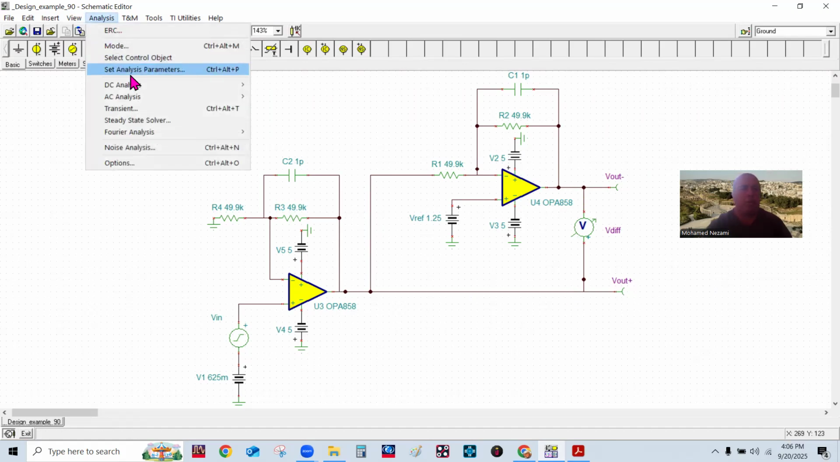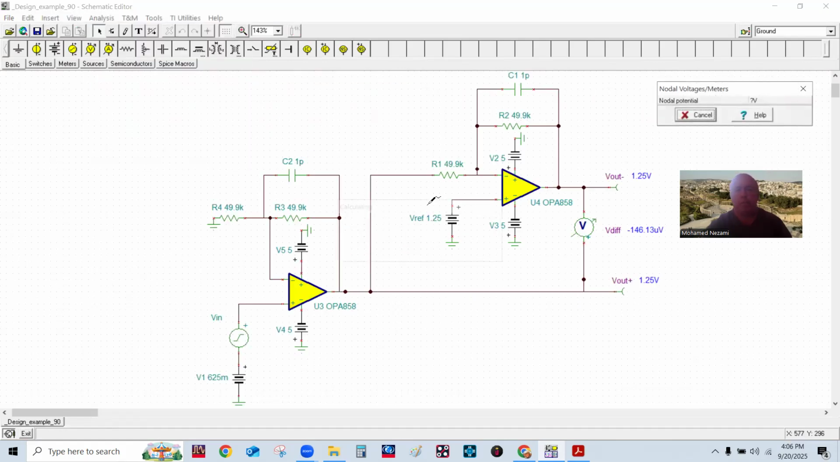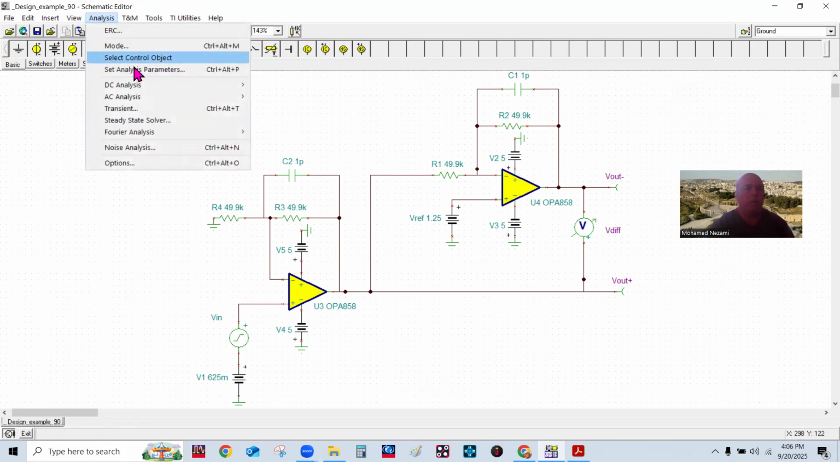So let's solve the DC levels first. Okay, so there we go. We got 1.25 volts in here, 1.25 volts in here. The difference is very tiny, it's microvolts. So you can see that it's got 60 dBs of common mode rejection between them. Okay, now let's see the AC response of this circuit.